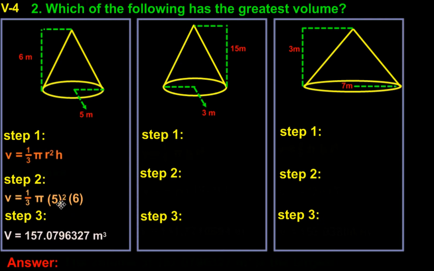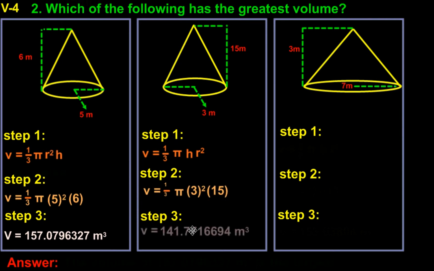If you plug all this into the calculator including pi, you're going to get 157.0796327 meters cubed. If we take a look at this cone, start again by acknowledging the formula and then plugging the fact that we have 15 meters for a height and 3 meters for a radius into the formula. It's going to give us V equals 1/3 pi times 3 to the second power times 15. Again, plug everything including pi into the calculator, and you're going to get a volume of 141.7716694 meters cubed.